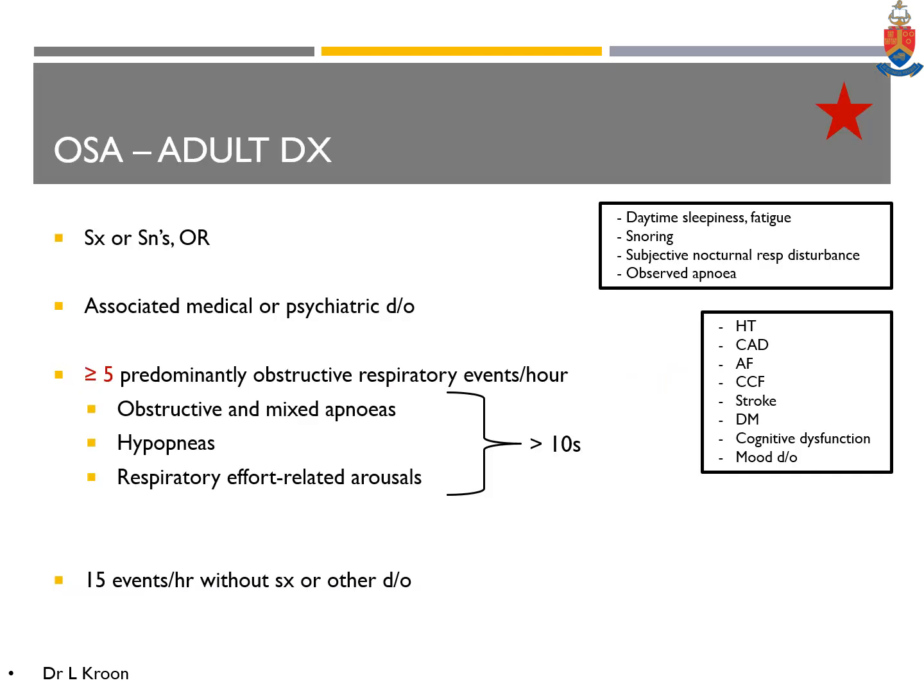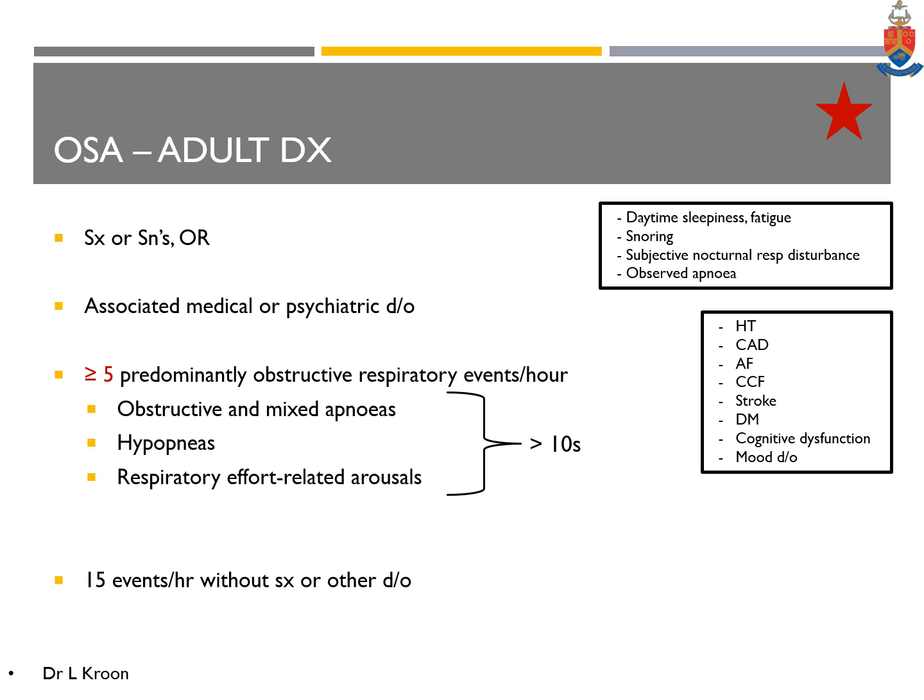The diagnosis of obstructive sleep apnea is made in patients with symptoms of daytime sleepiness, fatigue, snoring, subjective nocturnal respiratory disturbances, or observed apneas, with associated medical or psychiatric disorders such as hypertension, coronary artery disease, atrial fibrillation, congestive cardiac failure, stroke, diabetes, cognitive dysfunction, or mood disorders, as well as having 5 or more predominantly obstructive respiratory events per hour on the polysomnogram. These can be obstructive or mixed apneas, as well as hypopneas and RERAs, termed respiratory effort-related arousals, that last more than 10 seconds per episode.